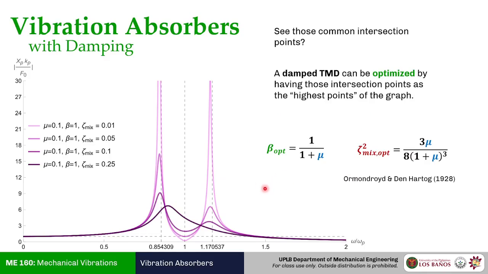So if you notice, this optimized beta, this optimized zeta mix is only dependent on the mass ratio. So if you know the mass ratio that you want, so let's say I want my absorber mass to only be 10% of the mass of my primary system. By saying that, you actually get one value of an optimized frequency ratio, and you get immediately an optimized mixed damping ratio. So this simplifies things.